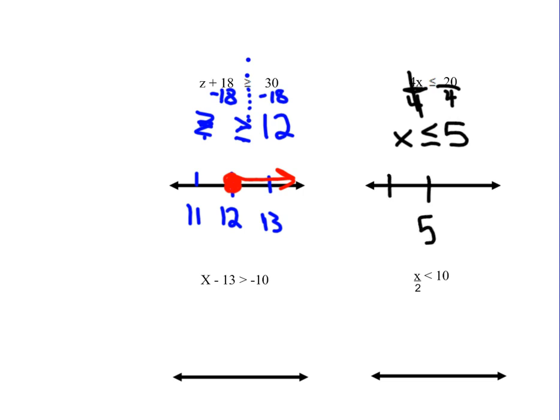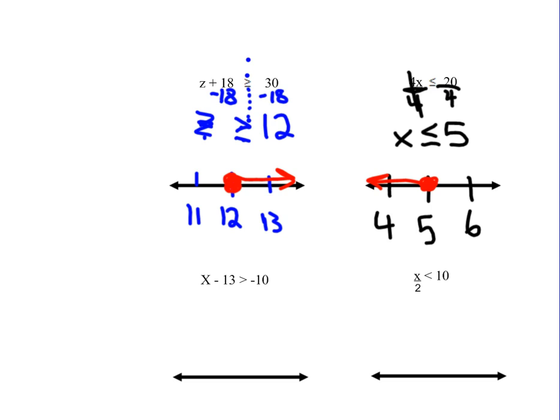And I can graph this the same way I graphed the last one. I've got 5 here, I should have 4, and I should have 6. We've got x is less than or equal to 5. So I'm going to put a dot that is filled in. And if it's less than or equal to 5, it should be going to the left.